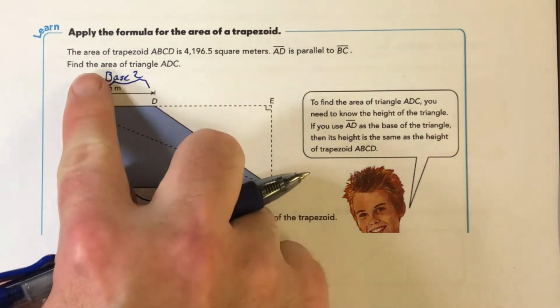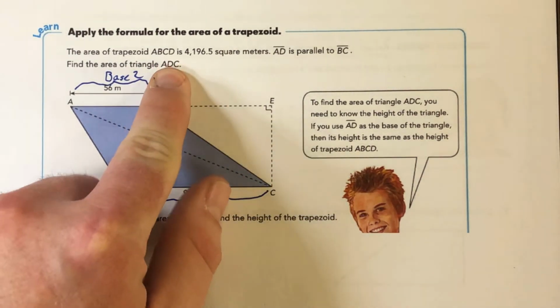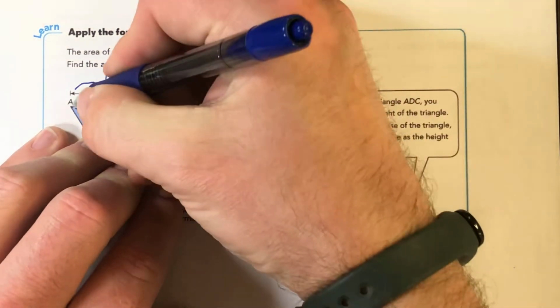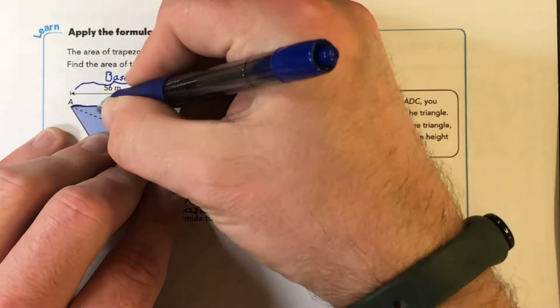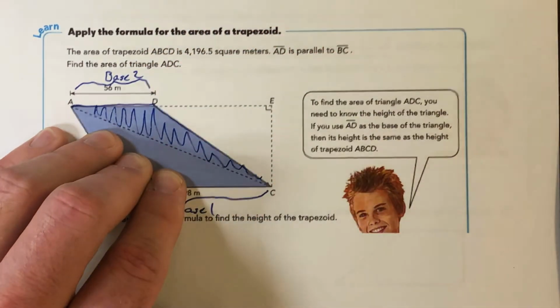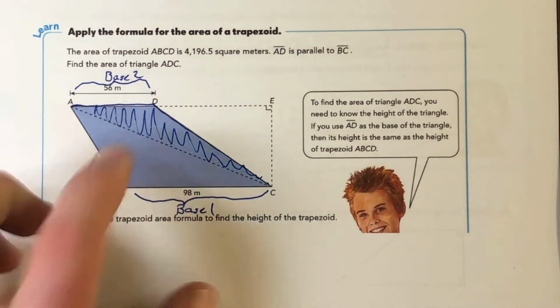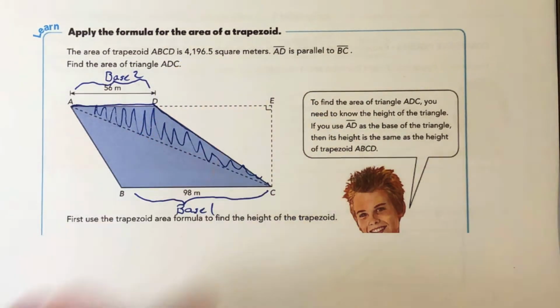Next, it says find the area of triangle ADC. So focus on the letters A, D, C. That means it wants the area of the top skinny triangle, not the bottom. It doesn't want the area of the whole thing. It already gives it to you.